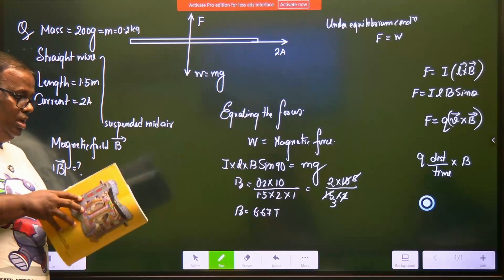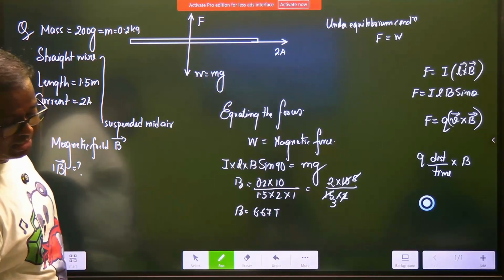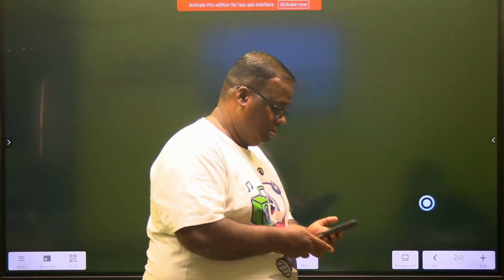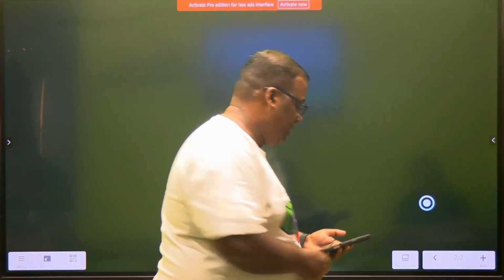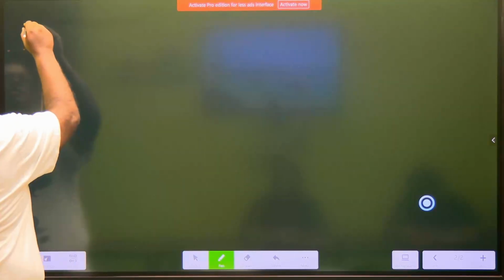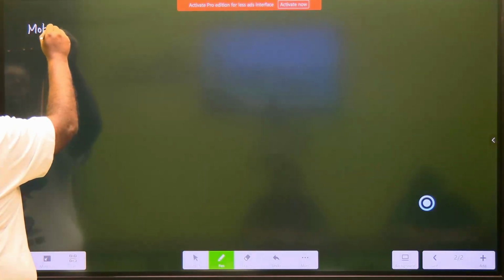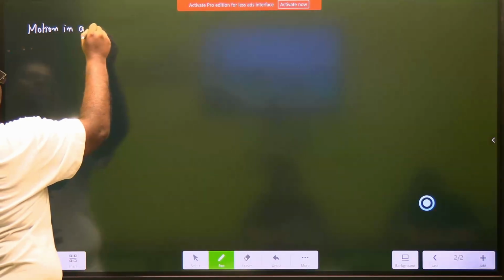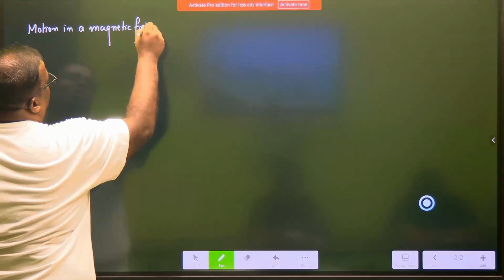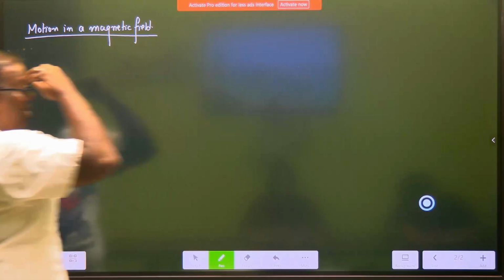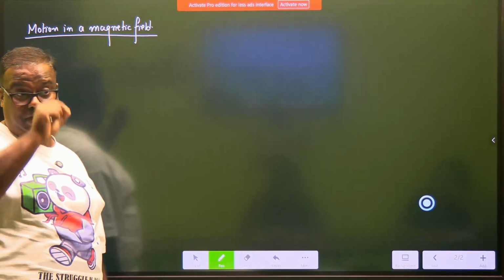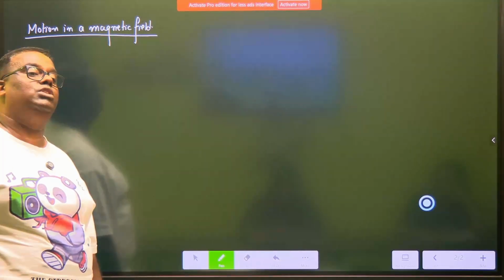So let's move to the next topic, which is motion in a magnetic field. Okay, so I have to use my phone. I don't know, I left my notes today. Motion in a magnetic field. All you're going to study out here is what happens if a charge is in a magnetic field, how is its motion and how does the motion get affected?